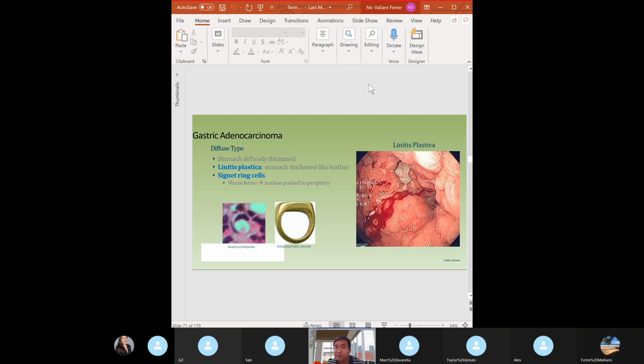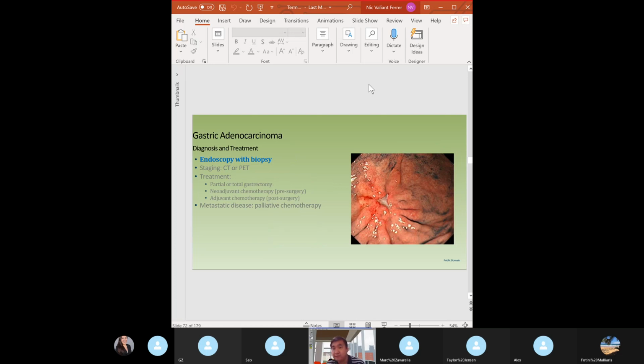So gastric adenocarcinoma, poor prognosis. Why? Loss of E-cadherins. What can we see histologically? Linitis plastica. Stomach looks thickened, looks like leather, and signet ring cells. Why signet ring? The mucin that is formed is pushing the nucleus to the periphery. What's the diagnosis? Endoscopy, and then we do a biopsy. Then we stage it, of course. CT or PET. What is PET scan?